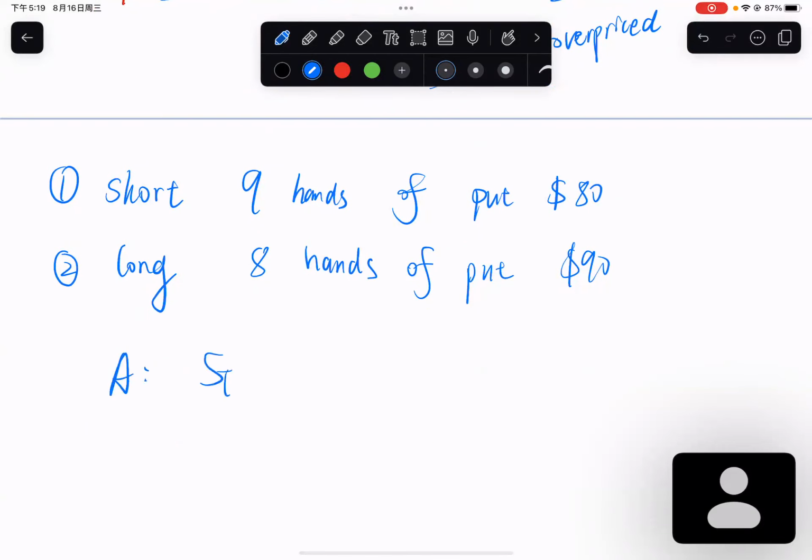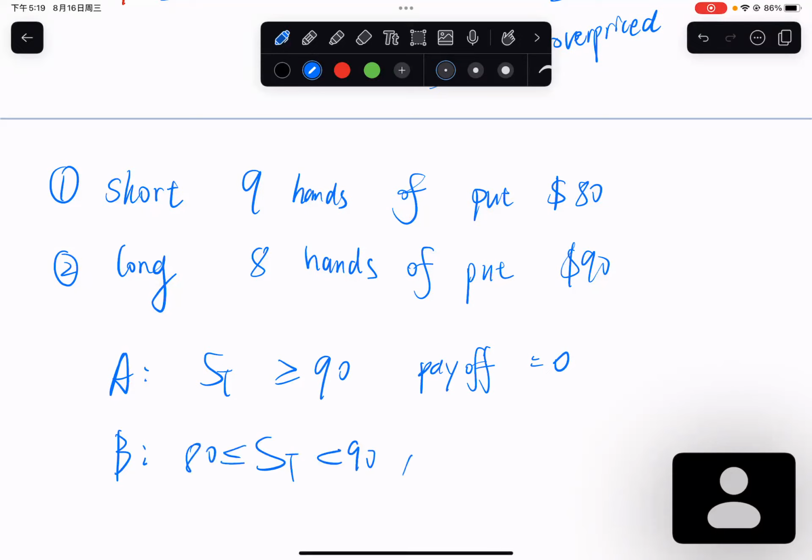And actually, you can calculate and you are going to find that, okay, in situation A, if S_T is larger than or equal to 90, then the payoff is 0, because no option is executed. But in the second situation, if S_T is smaller than 90 and larger than 80, then the put 90 is going to be executed. So basically, we are going to earn (90 − S_T) multiplied by 8, which is larger than 0.